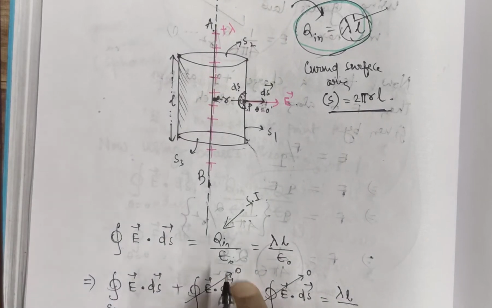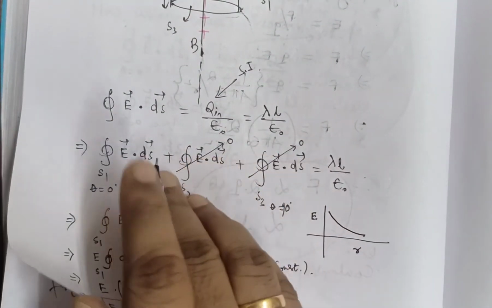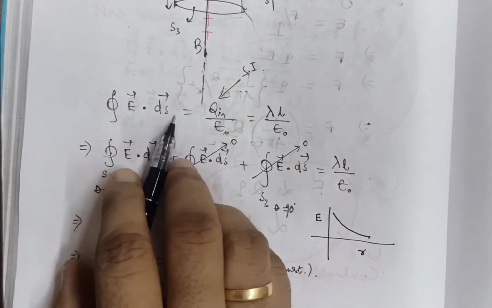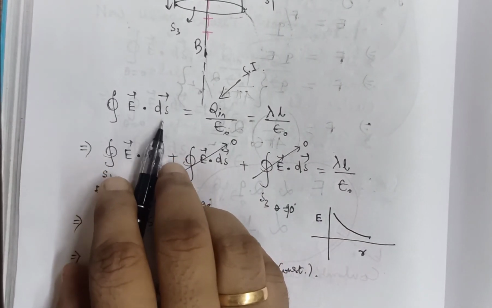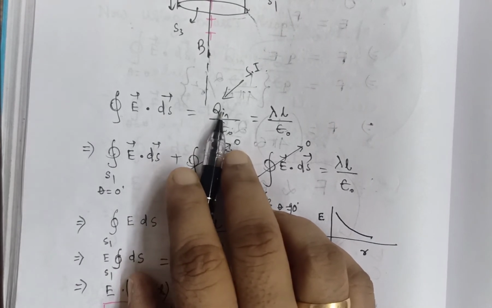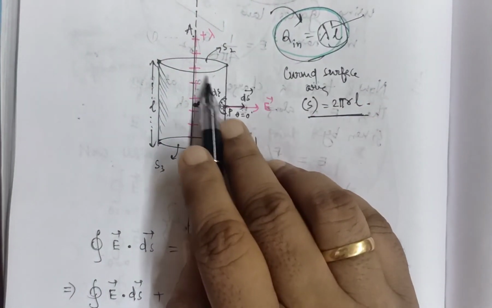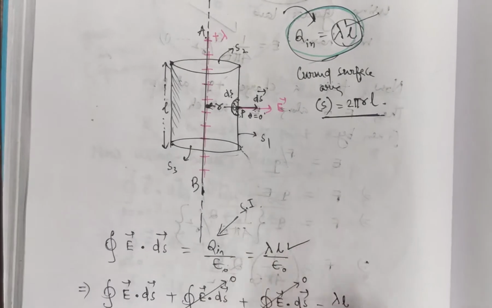Then the answer is very simple. Then you go forward with your Gauss theorem that we have taught in your previous classes. The closed surface integral of electric field intensity is equal to q in by epsilon 0, and q in we have already calculated, that is lambda L. For unit length the charge is lambda, for L length the charge is lambda L.